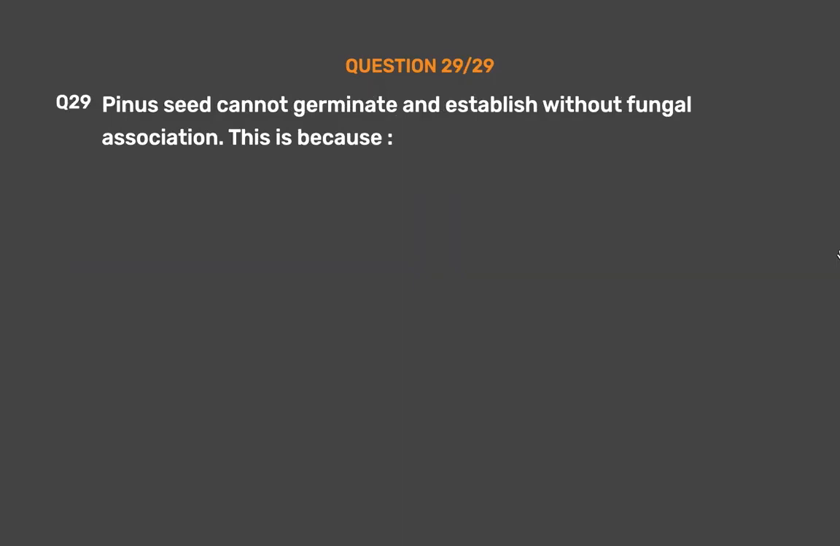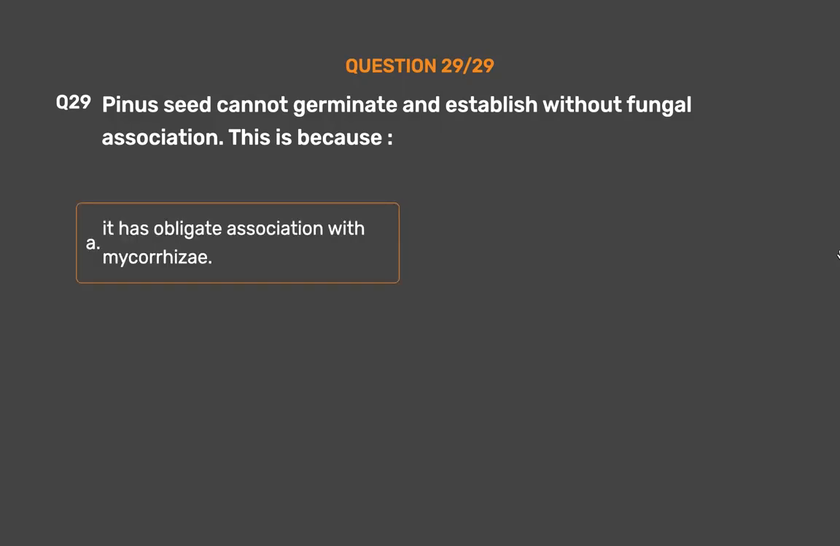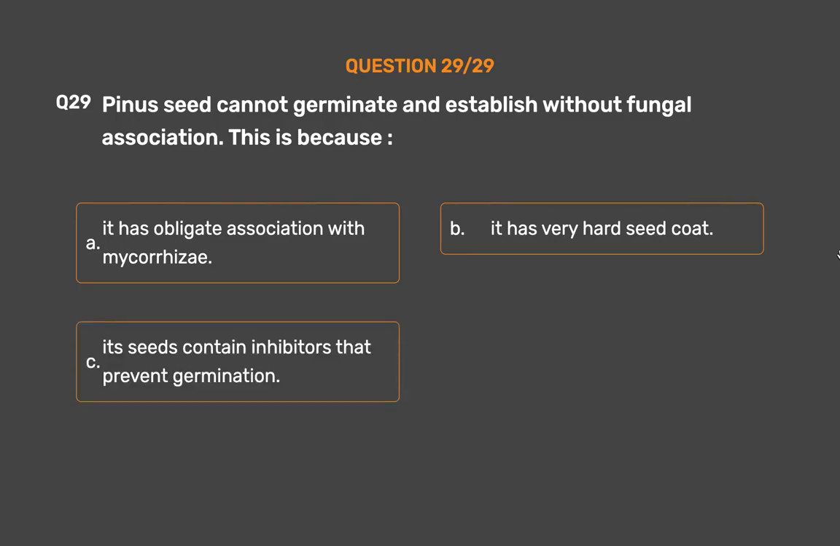Question number 29. Pinus seed cannot germinate and establish without fungal association. This is because: Option A, It has obligate association with mycorrhizae. Option B, It has very hard seed coat. Option C, Its seeds contain inhibitors that prevent germination. Option D, Its embryo is immature. The correct answer is Option A, it has obligate association with mycorrhizae.